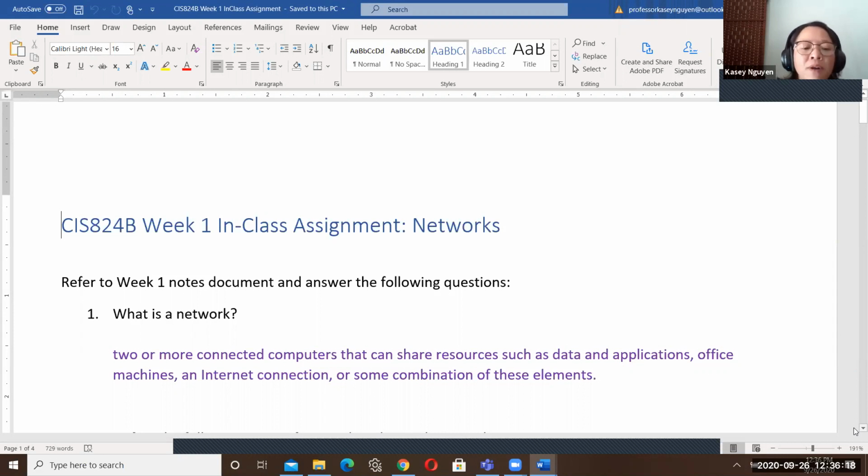So a network is two or more connected computers or systems that share resources such as data, applications, machines, connection, and any combination of those. Sometimes you would have all. Sometimes, excuse me, you would have only one element, like I share files.